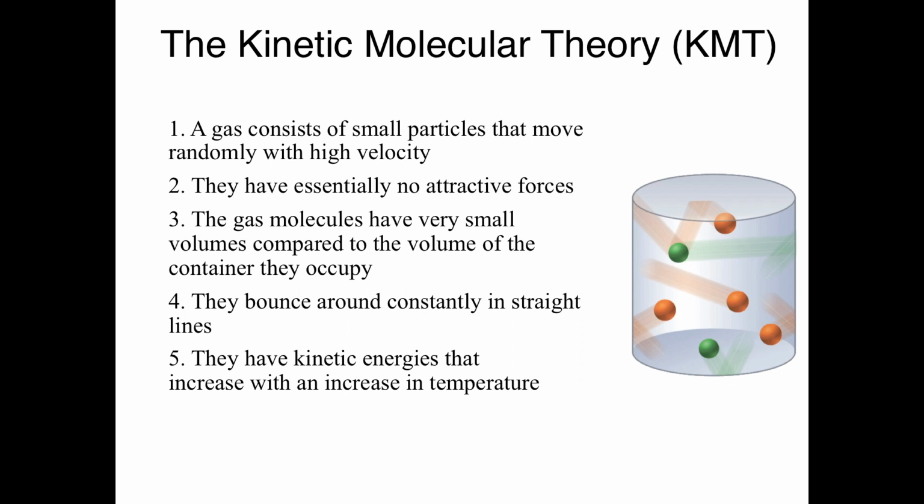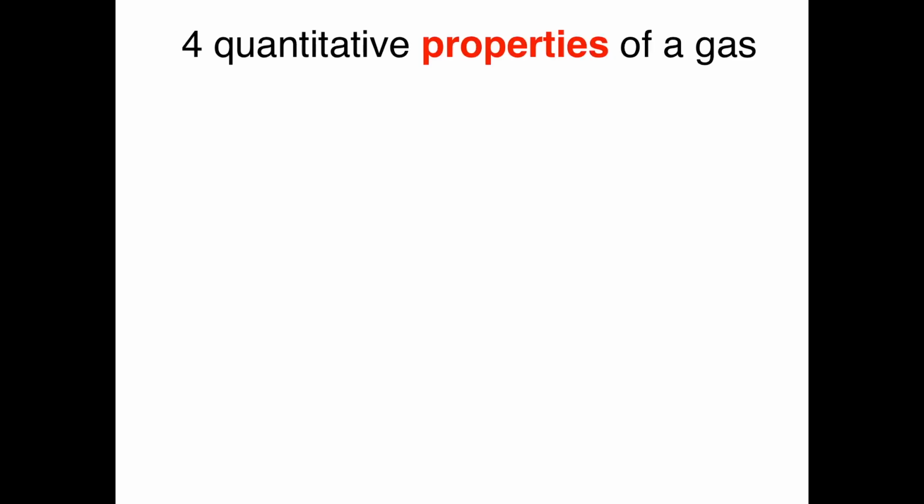Okay, so when you are asked to describe why a gas behaves the way it does using kinetic molecular theory, you want to go back to these 5 principles to explain how gas behaves. Now let's talk about how we can measure the quantities of a gas. We call those the properties of a gas. There are 4 of them.